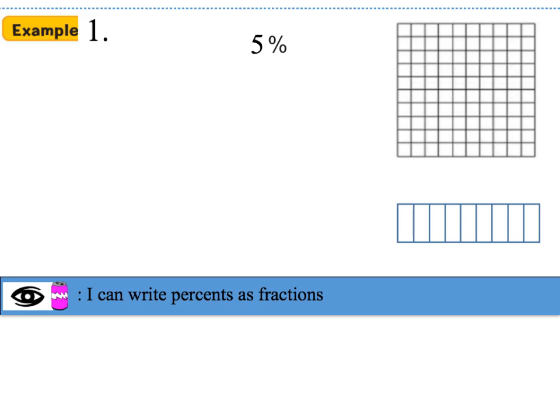So for example 1, the I can statement below says I can write percents as a fraction, and we're given the percent 5%. I know that a percent is a ratio that compares a number to 100. So I can write 5% as a fraction by writing 5 and placing it over 100, because every percentage is out of 100. Notice we can still reduce this fraction. We can divide the top and bottom by 5.